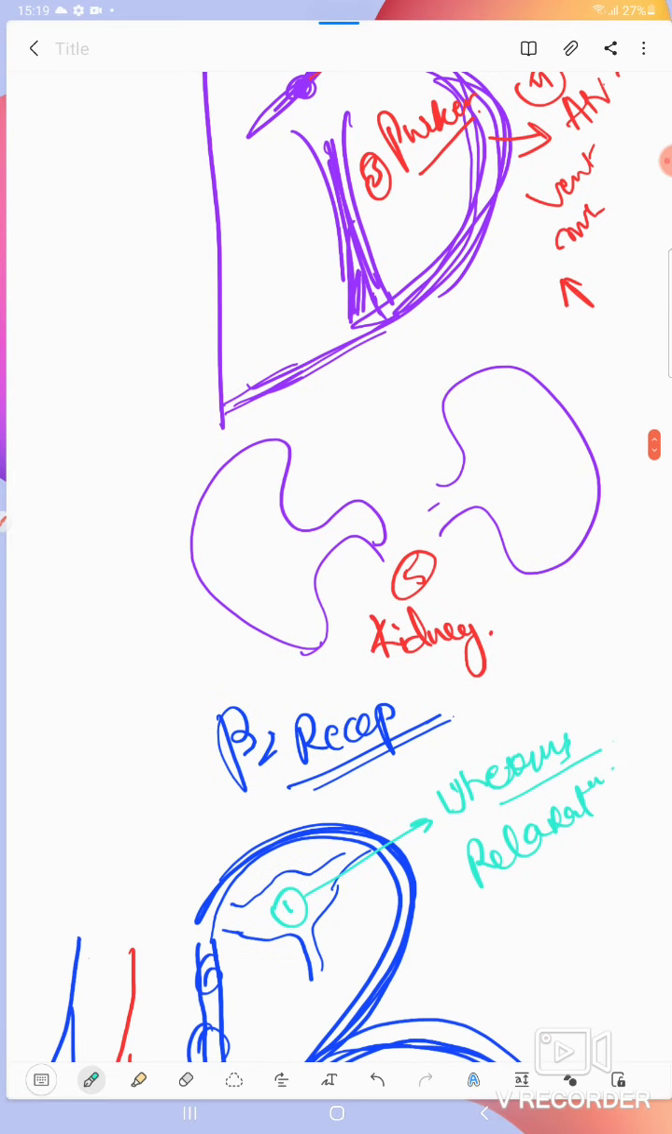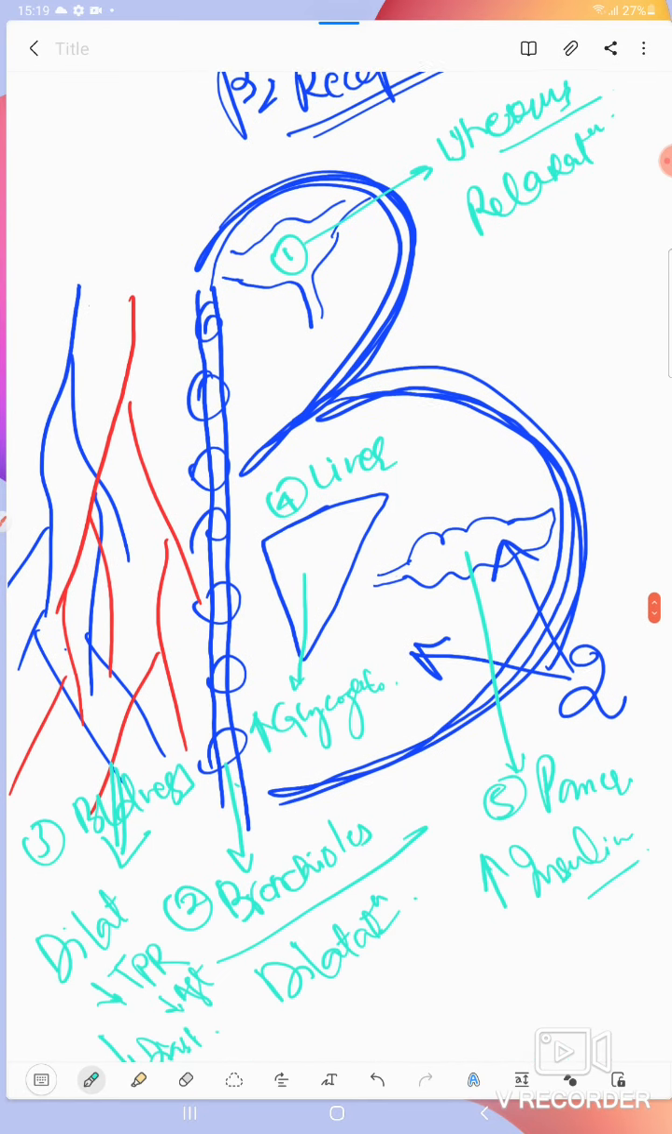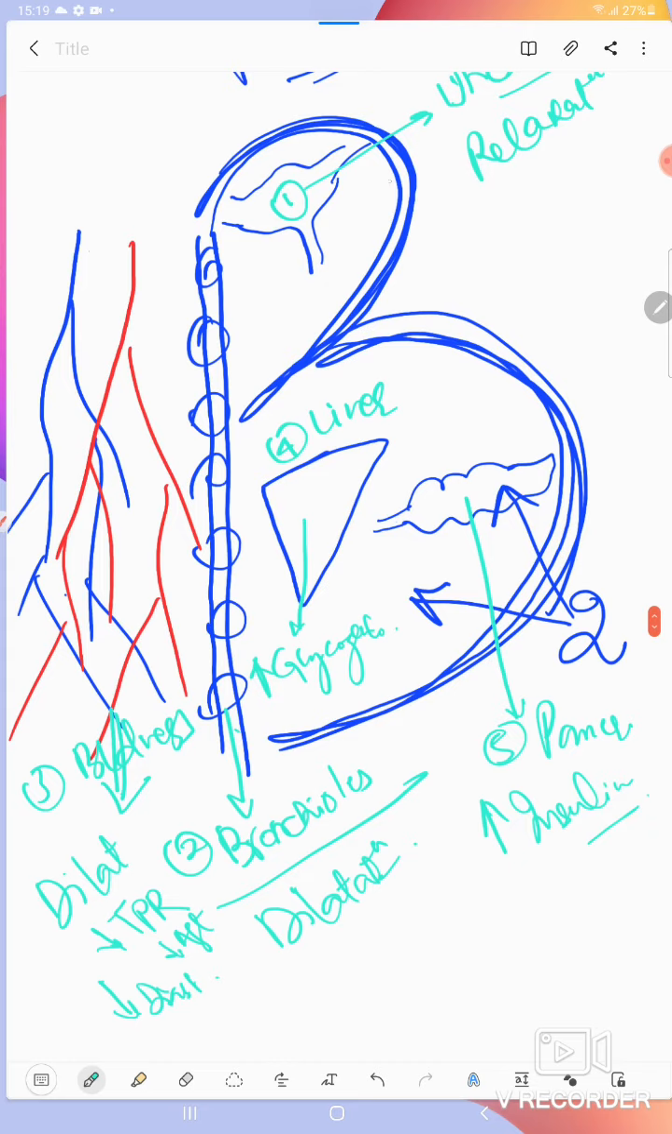Next we have the beta 2 receptors. They are present on the smooth muscles, for example the smooth muscle of the uterus, where it leads to relaxation. Then in the bronchioles, it leads to dilatation. They are also present on the different blood vessels, the venules and arterioles, where it leads to dilatation, decreases the TPR and decreases the diastolic pressure.